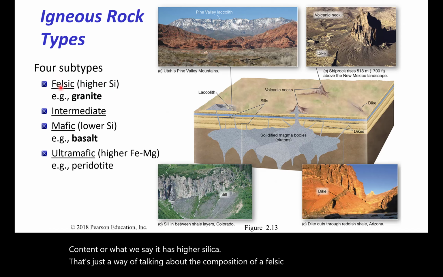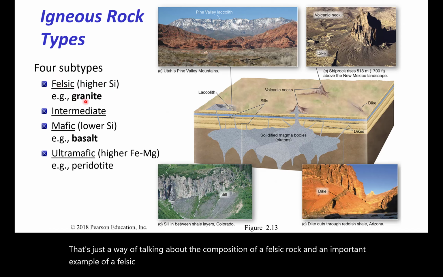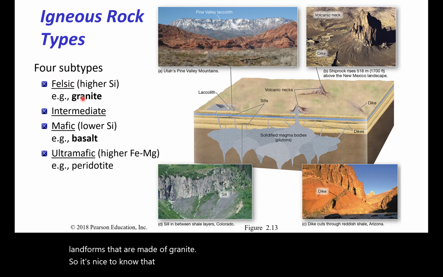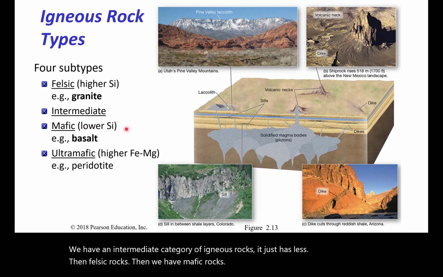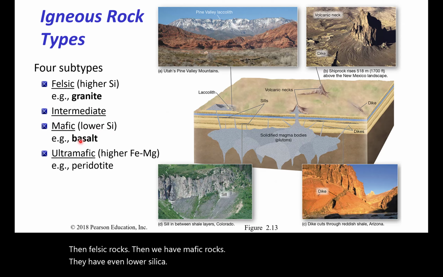An important example of a felsic rock is a granite, because we will be talking about some landforms that are made of granite. So it's nice to know that they are felsic. We have an intermediate category of igneous rocks. It just has less silica than felsic rocks. Then we have mafic rocks. They have even lower silica. An example of a mafic rock is a basalt, also gabbro, but basalt is something that we should remember.